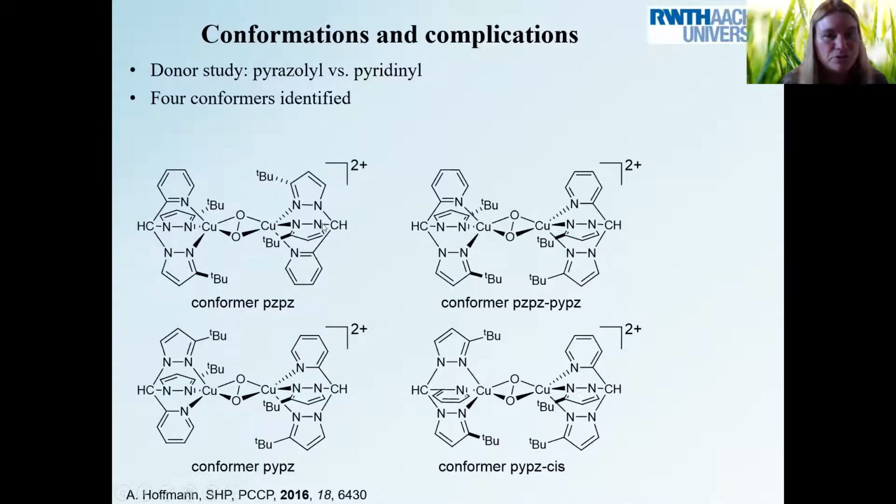Because the pyrazolyls are forming the equatorial plane. Or you can just twist, for example, this donor. So now here the pyridine is in the plane, or you can twist both sides, or you can only twist once. So 9 conformers you can imagine, but after computational optimization, you end up luckily with 4 conformers.